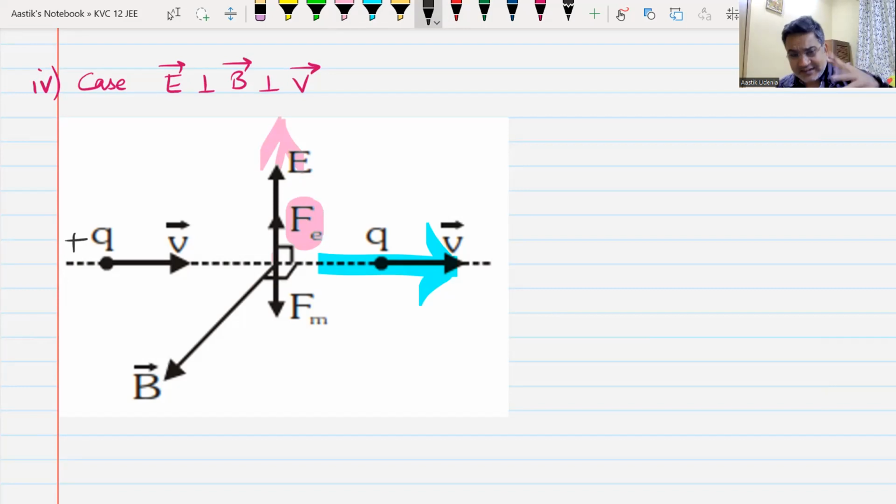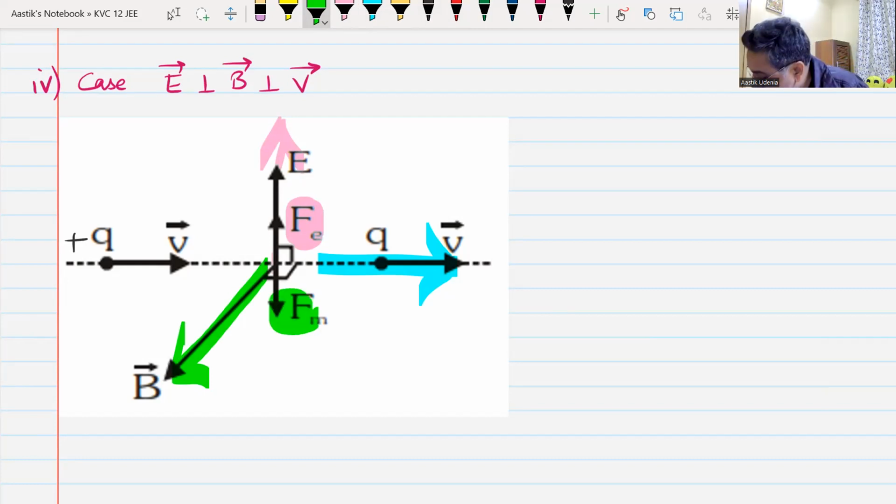Sir. And then I have created a special magnetic field, a green magnetic field, which is coming out of the plane of the board. Now, if I find out the direction of the magnetic force, it is V cross B. The direction of the magnetic force will be downwards. I could create a case where this electric force and magnetic force are equal. Can I do that? Yes or no?